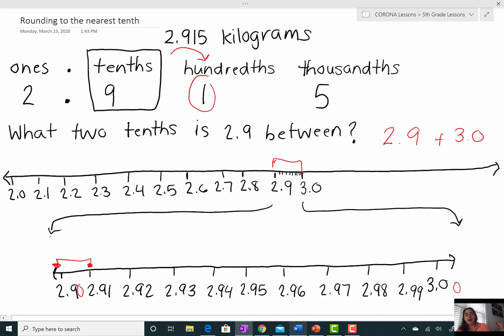So in this case, because of the 1 in the hundredths place, this number is going to round down instead of rounding up to the nearest tenth. So this number, 2 and 915 thousandths kilograms, if I'm rounding to the nearest tenth, is going to round to 2 9/10. And that's because of the 1 in the hundredths place. The 1 in the hundredths place makes this number closer to 2 90/100ths or 2 9/10 versus 3 0/10.